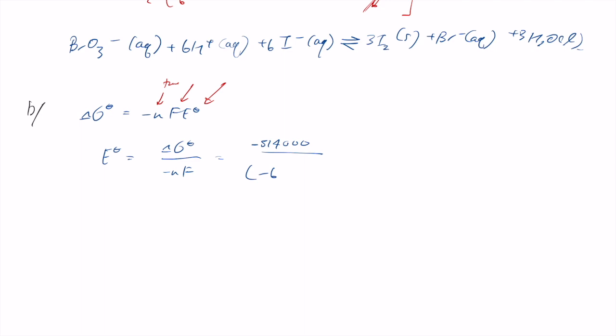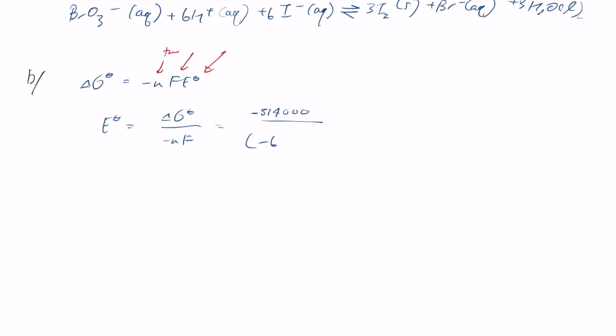We know that 6 electrons are being transferred because that is what we were told here, times Faraday's constant. And then this should give us our answer in volts, which I got as this.